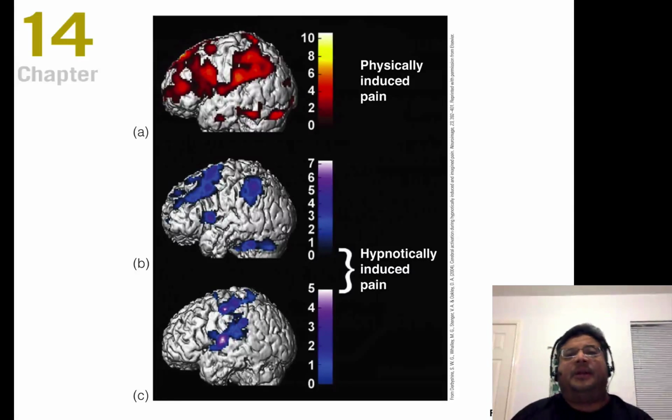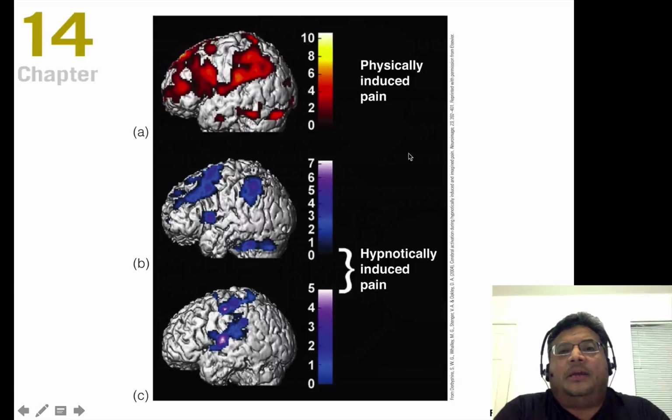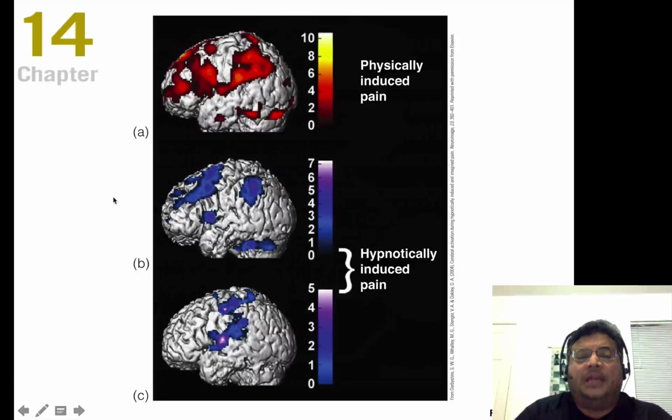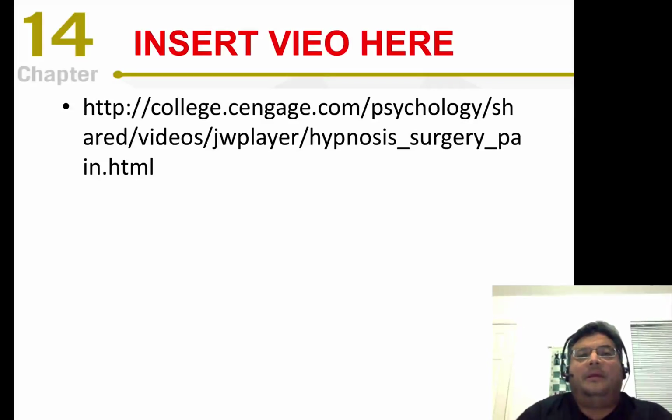So here's an example, right? Notice that with the physically induced pain, these areas of the brain light up. And notice in these pictures here that in the hypnotically produced pain, very similar areas are lighting up as well, telling us that in the somatosensory areas, these people are actually perceiving pain. This is a video that I will put in the area for you so you can watch it.